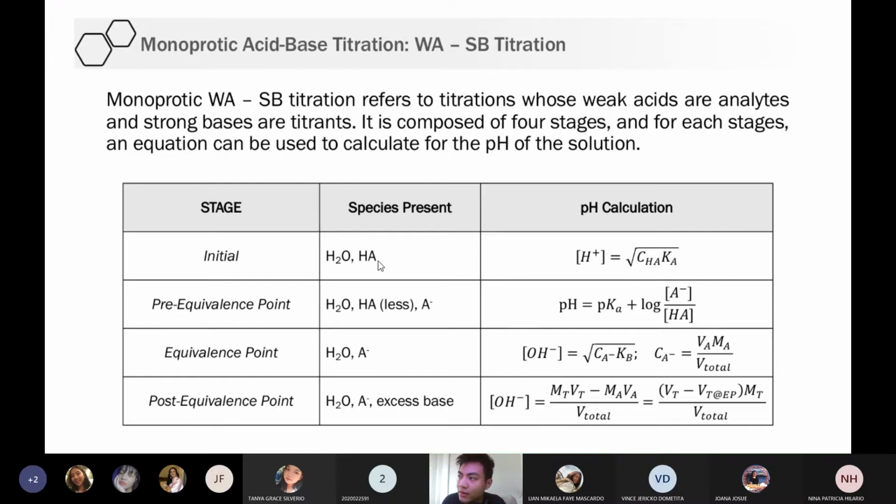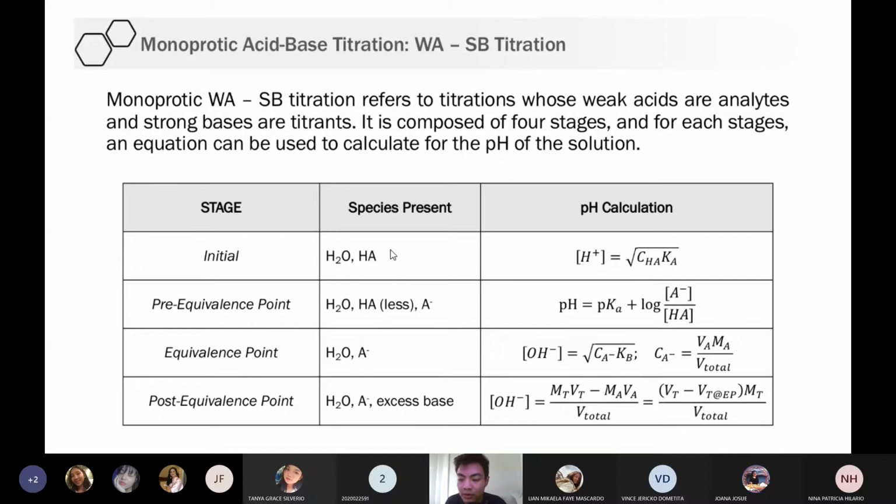Okay. So ngayon, let's talk about the species present because that will enlighten us on bakit ganito yung equation. So let's start. Initially, your analyte is the weak acid. Ibig sabihin nun, ang ating species present ay yung weak acid and the water. Of the two species present, sino sa kanila ang major contributor for the pH? Obviously, the answer must be the weak acid. So the weak acid will contribute to the pH.